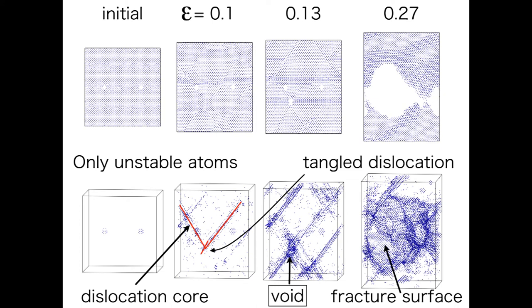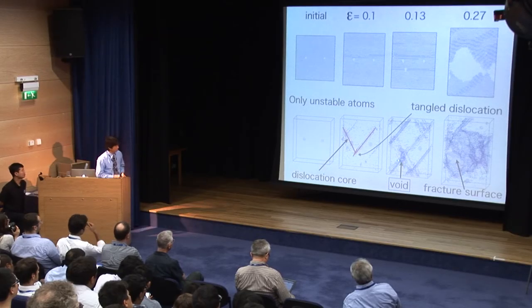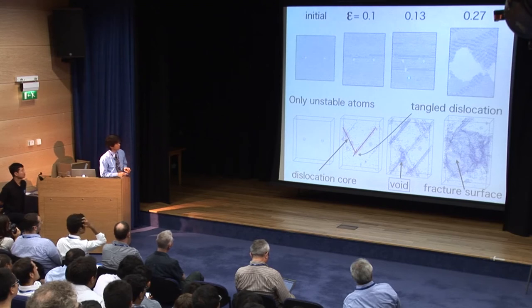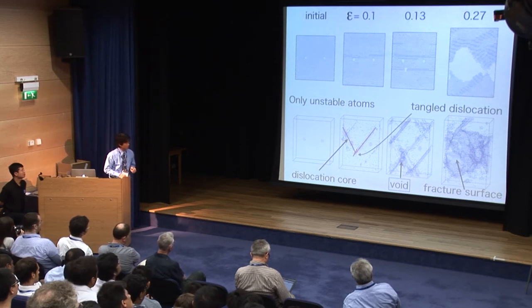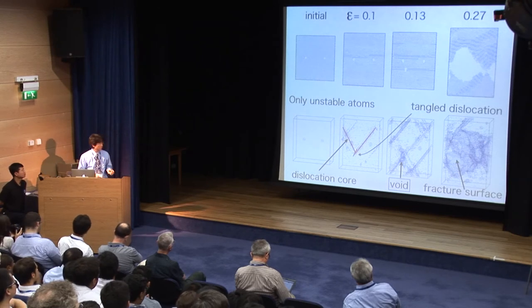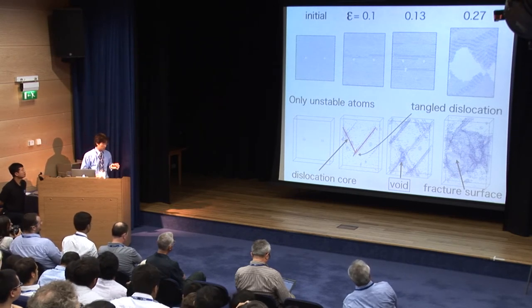And at the strain of 0.1, some dislocations can be observed. And these two dislocations tangled with each other. And at 0.13, a void was generated from this point tangled with dislocations. And the void was grown by stress, and the sample was broken off. And in this figure, many atoms were shown because the atoms on the fracture surface are unstable.